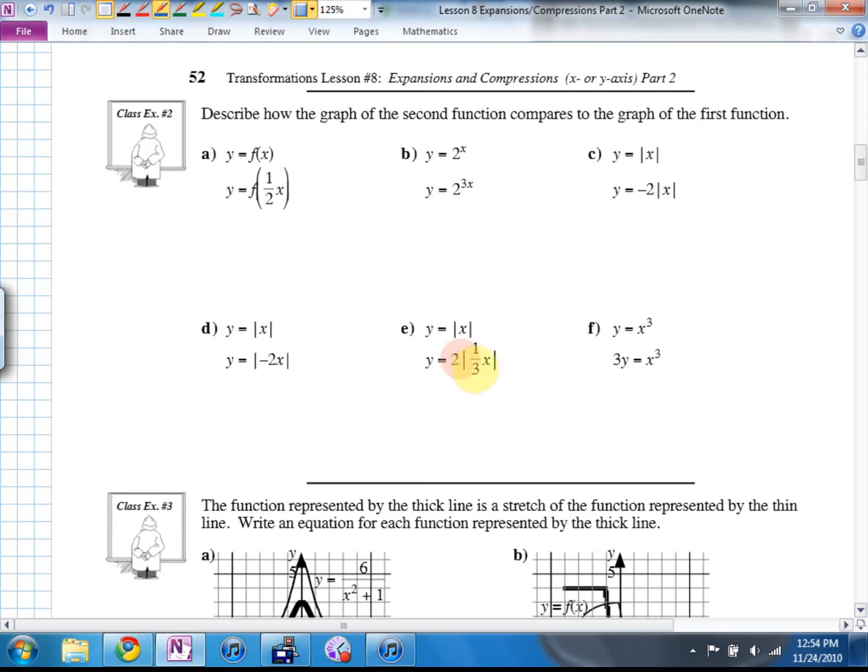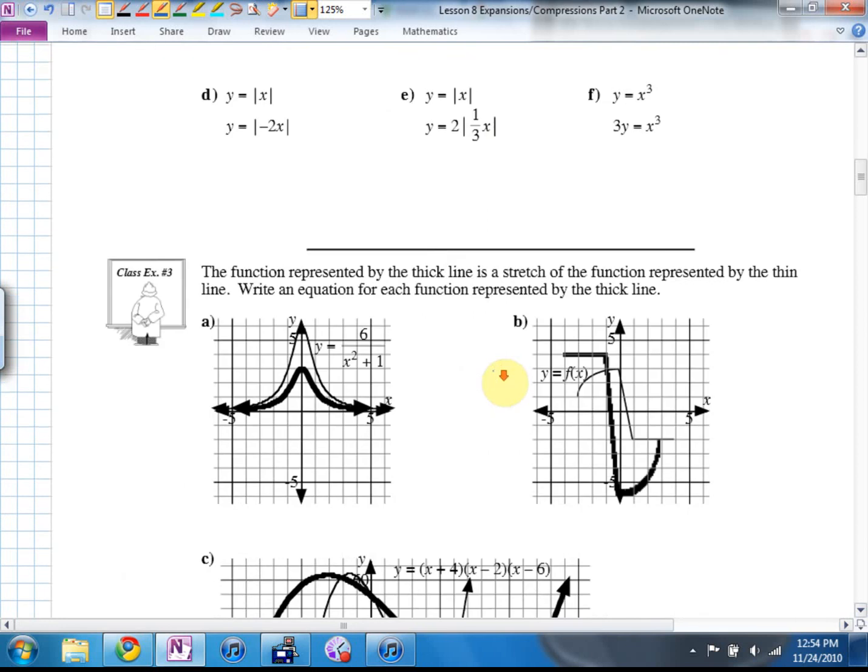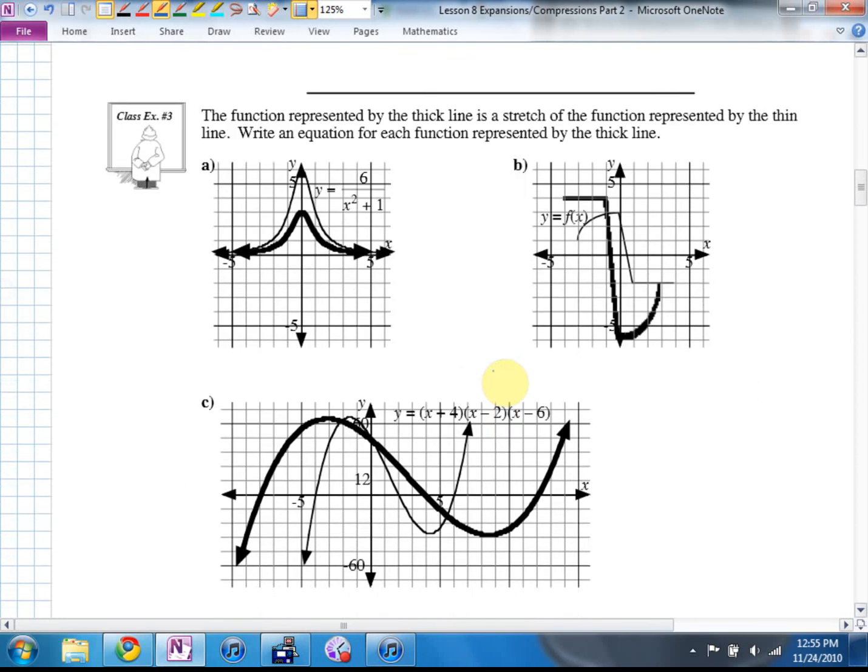Jump down to example 3. The thin line is the original, the thick one is the new one. What's going on here? Vertical or horizontal? Vertical. You know what? This is a vertical compression by 1/2. They've replaced y with 2y. I'm not going to worry about doing that. You can try that in the homework.